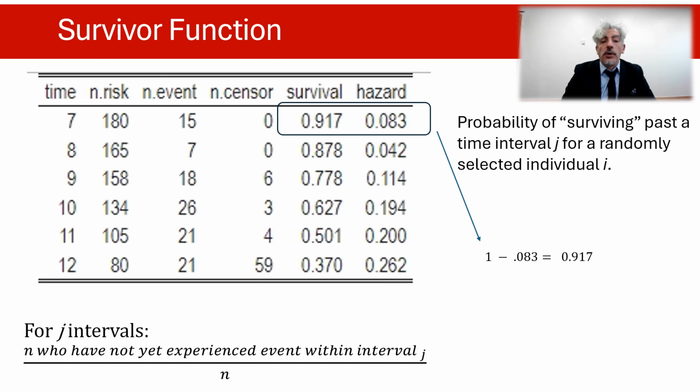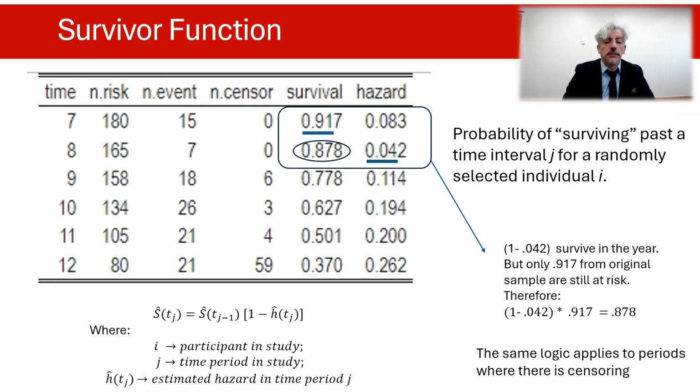And for example, if in the first interval the probability of experiencing the event is 0.083, we subtract this from 1 to obtain the probability of surviving during the first time interval. So we obtain the survival function directly from the hazard function. In year 8, the hazard function is 0.042. So we can subtract this from 1 to learn the probability of the event not taking place within that interval.